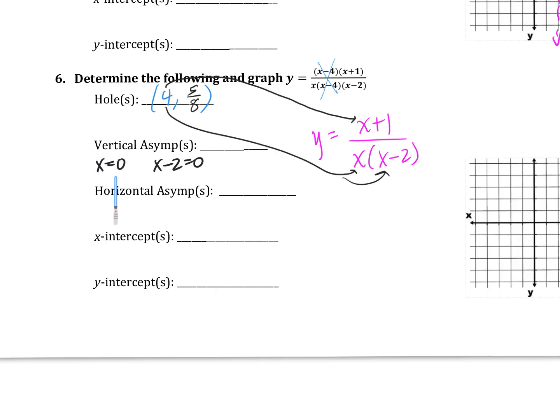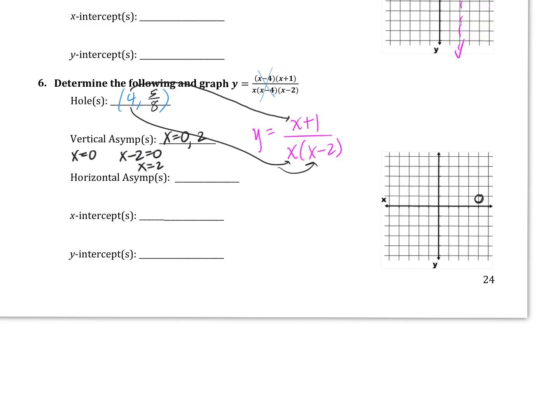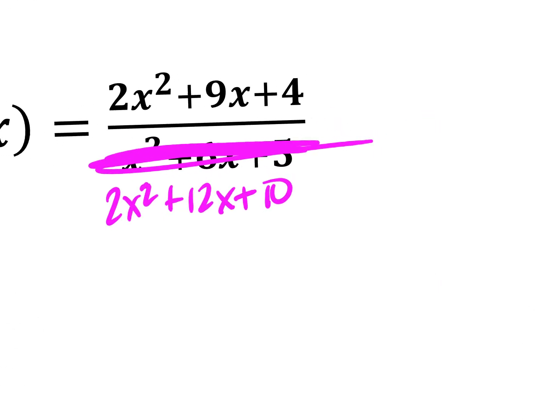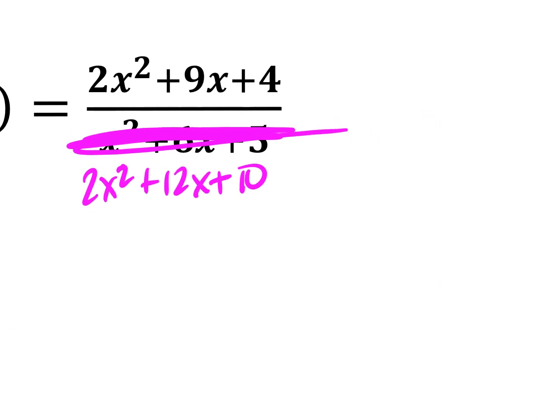Is this one already solved? My x is by itself, right? So x is 0 is one vertical asymptote. What about this one? X is 2. I would add 2 to both sides. So we've got 2 vertical asymptotes, 0 and 2. So I'm going to go to my graph. At 0, I got a vertical asymptote, and at 2, I got a vertical asymptote. So I changed the new denominator, if you will.